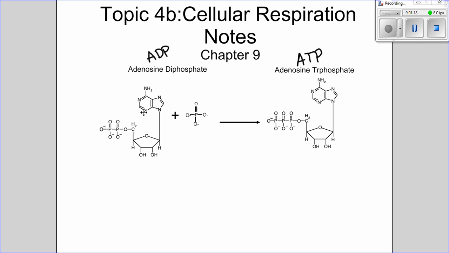You have your nitrogen base here, and it's the exact same nitrogen base on both molecules. You have your ribose sugar. So you've got one component, nitrogen base. You've got the second component, which is your ribose sugar. And then over here, you've got your third component, which are your phosphate groups. And that is where the difference lies in adenosine diphosphate versus adenosine triphosphate. Adenosine diphosphate has 2 phosphate groups on it, 1, 2, and adenosine triphosphate has 3.